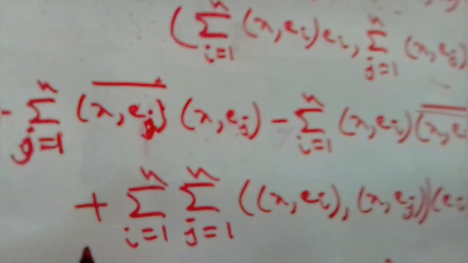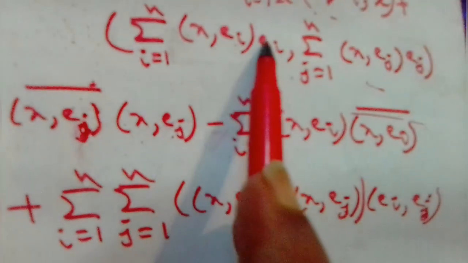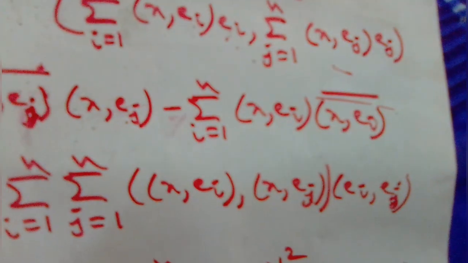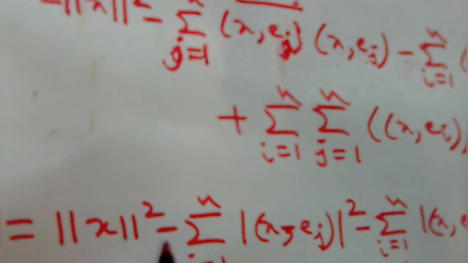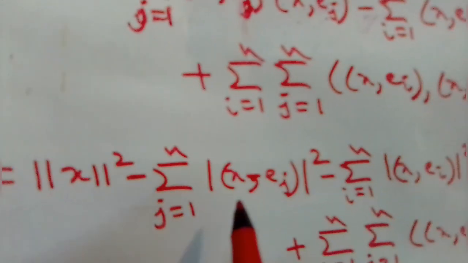So it will be the sum of i equals 1 to n, and here we write the sum of j equals 1 to n, of ⟨x, ei⟩ times conjugate of ⟨x, ej⟩ multiplied by ⟨ei, ej⟩. And we write this result as the norm of x whole square, plus the sum of j from 1 to n, and it will be the conjugate, so it will be the mod of the inner product ⟨x, ej⟩ whole square.